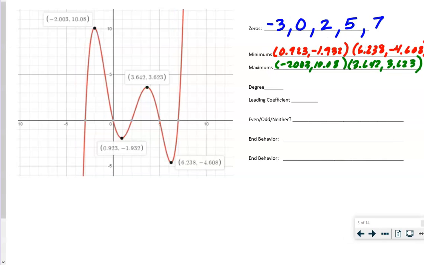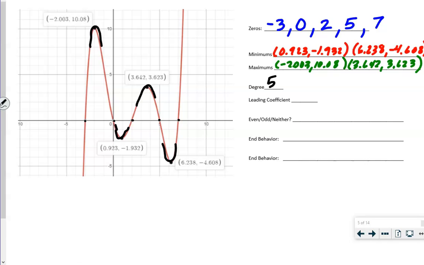To talk about the degree of the polynomial. Okay, there's a couple ways we can determine this. First of all, we can look at the zeros of the function. There's 1, 2, 3, 4, 5. So that means that it is potentially a fifth degree polynomial. But we can also talk about the number of times this turns. Okay, so we've got 1, 2, 3, 4, and we always add 1 to it, so that would be 5. So that's the other way that we can determine the degree. So this is a fifth degree polynomial, okay?